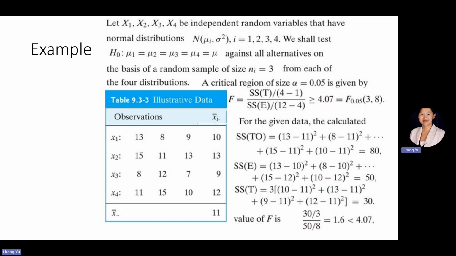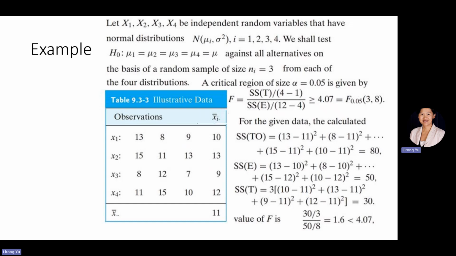SSE is the sum of squares within the group. We're not subtracting the overall mean, and you're just summing the deviations from the mean within the treatment, within the group. That's the SSE. So the SST can be calculated by subtraction. You can take the 80 minus 50, that's your SST. Or you can actually look at the means. This mean, you minus this mean, and then square. So 10 minus 11 squared, and you times 3, because there are 3 of them.